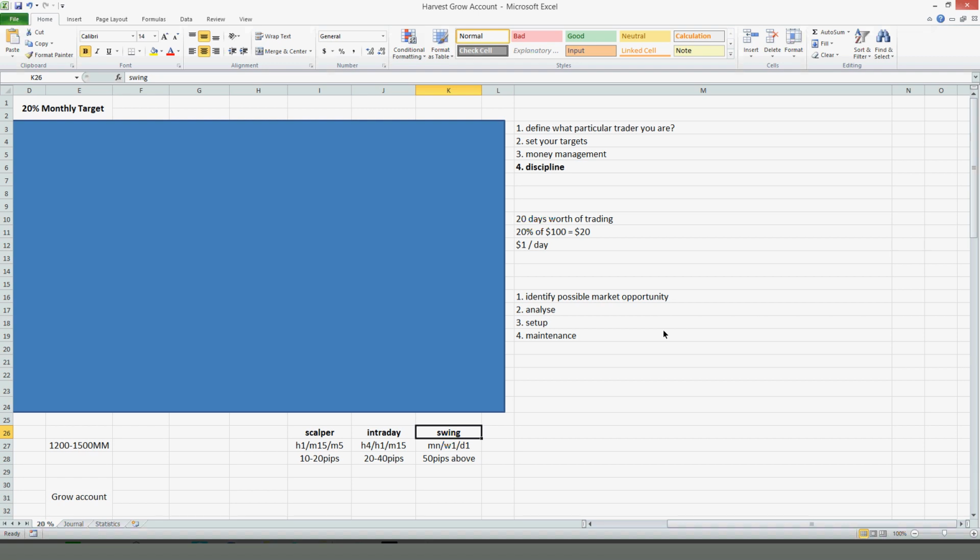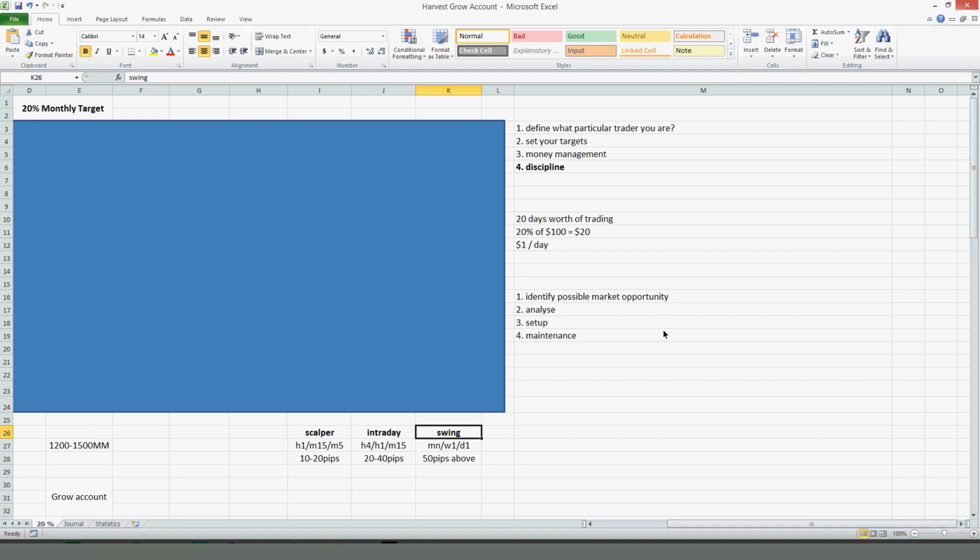But if you don't have much time to look at the market throughout the entire week, maybe 2 or 3 days in a week that you'll be able to do this, then I suggest you go for a swing type of trader. When you go for swing trades, obviously the retracements are big, and you need much better margin maintenance.